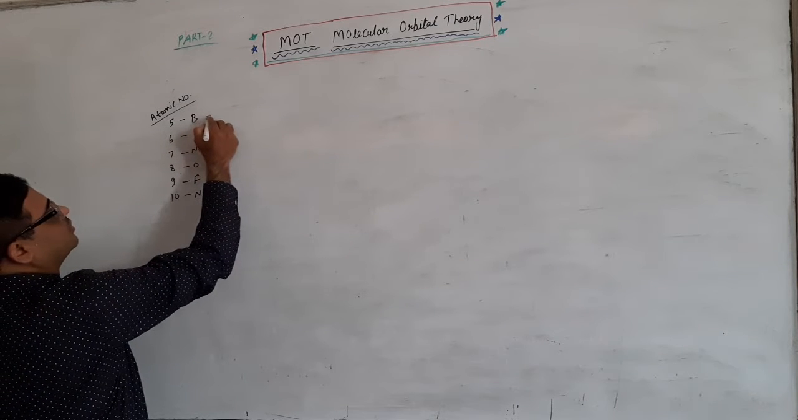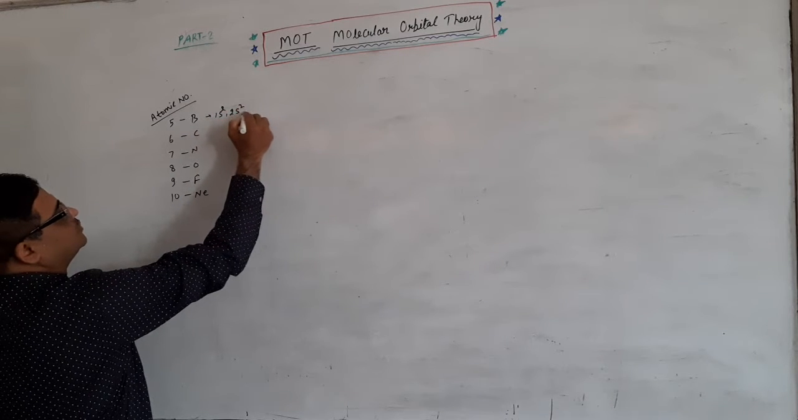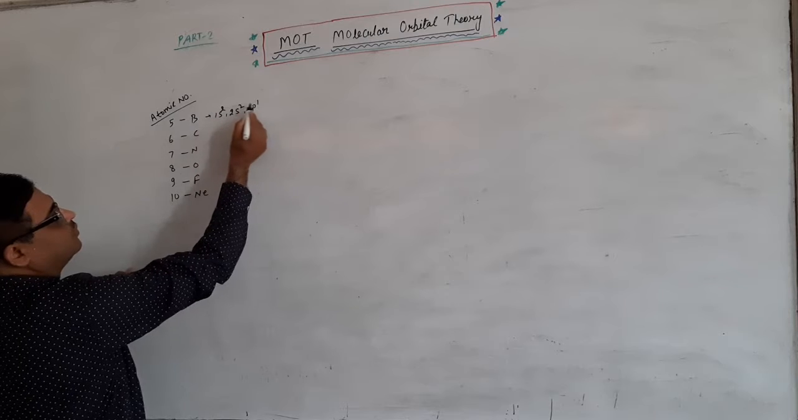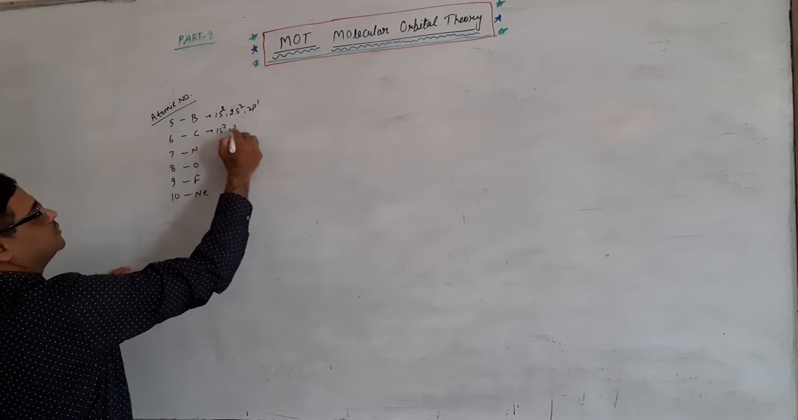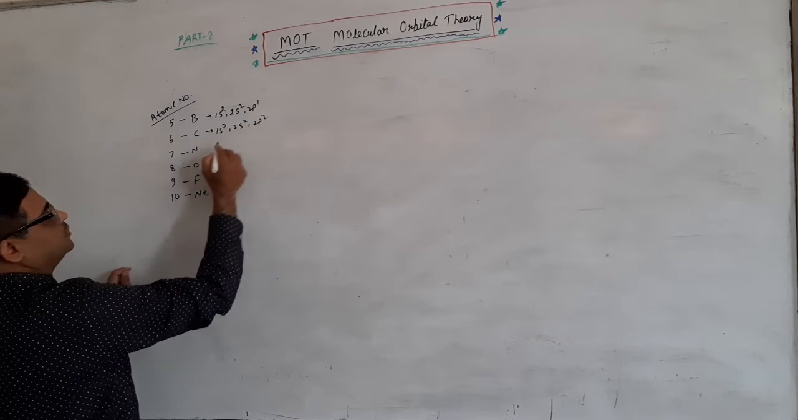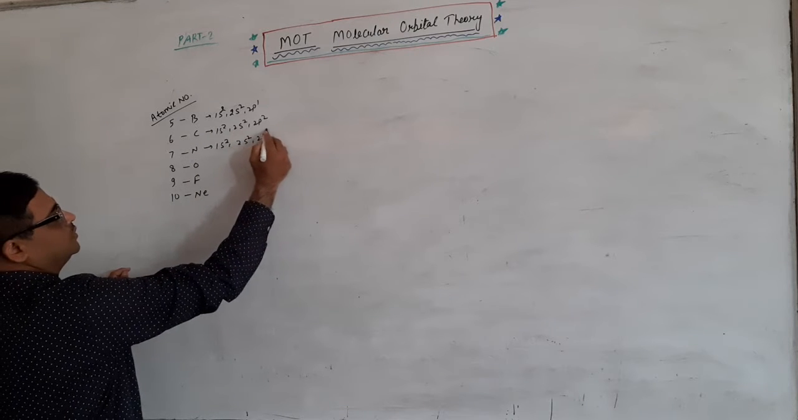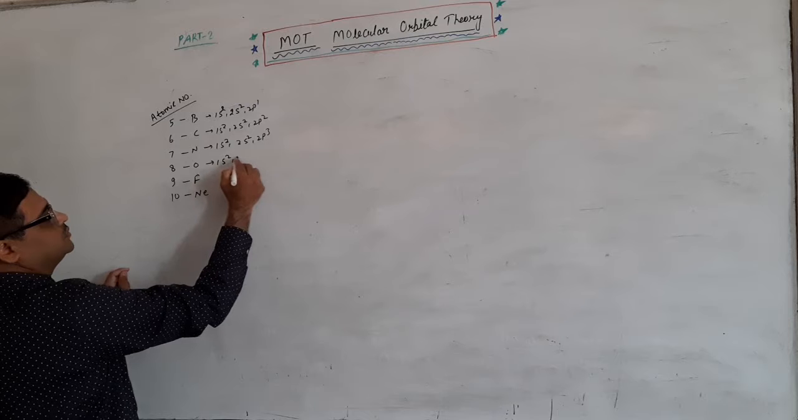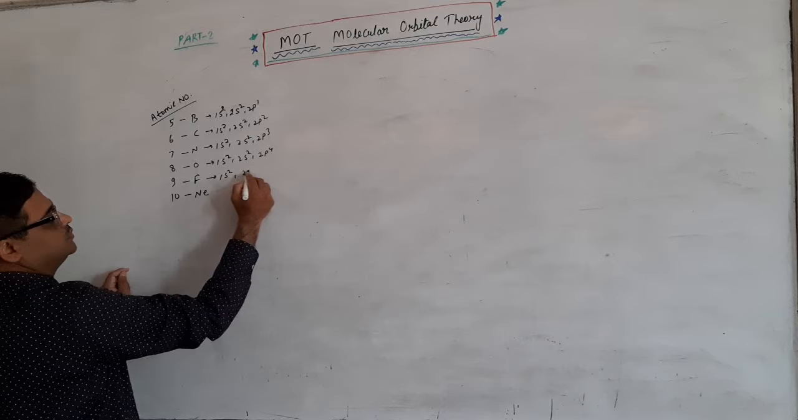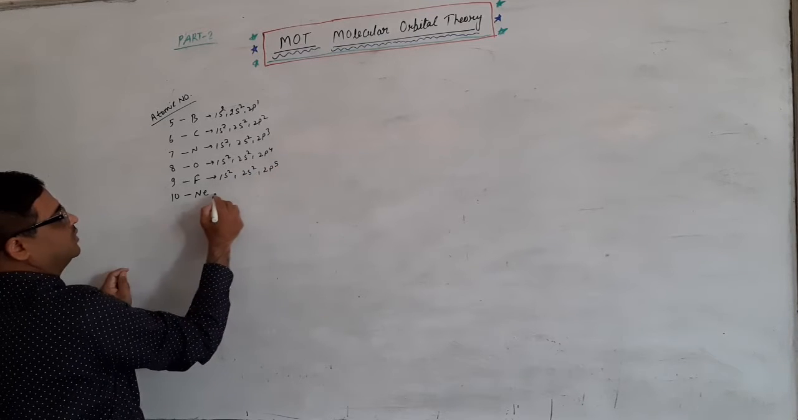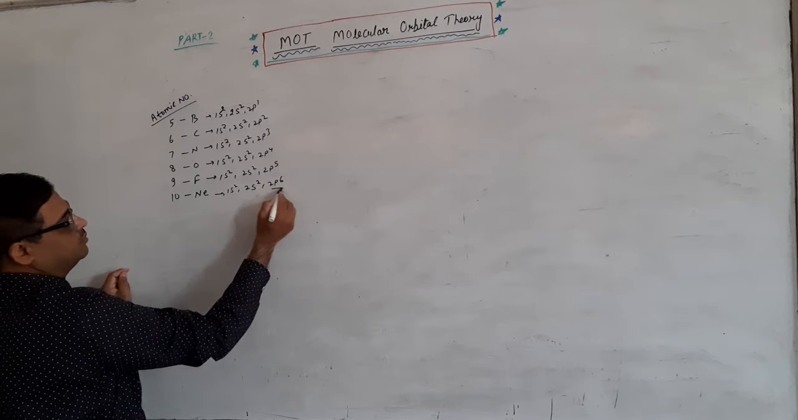Boron has electronic configuration 1s2, 2s2, 2p1, so 5 electrons are there. Okay. Next is 1s2, 2s2, 2p2. Next is 1s2, 2s2, 2p3. Next is 1s2, 2s2, 2p4. Next is 1s2, 2s2, 2p5. Next is 1s2, 2s2, 2p6, which means a complete octet is there.